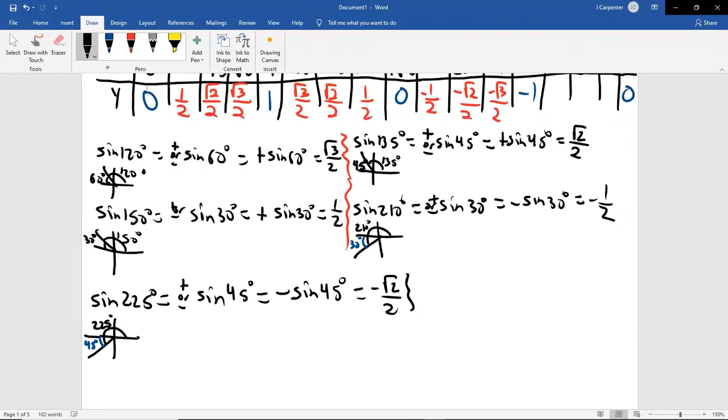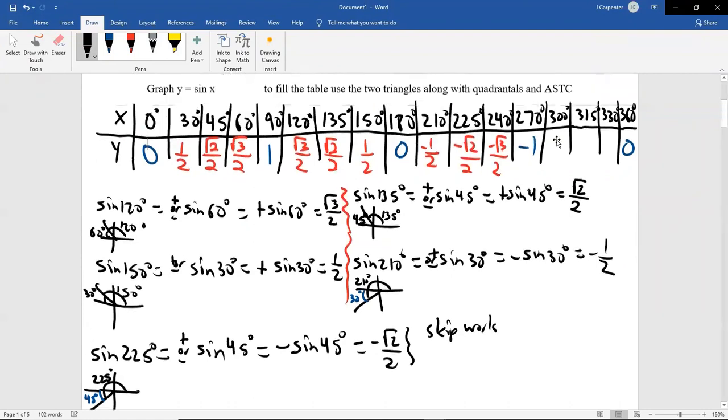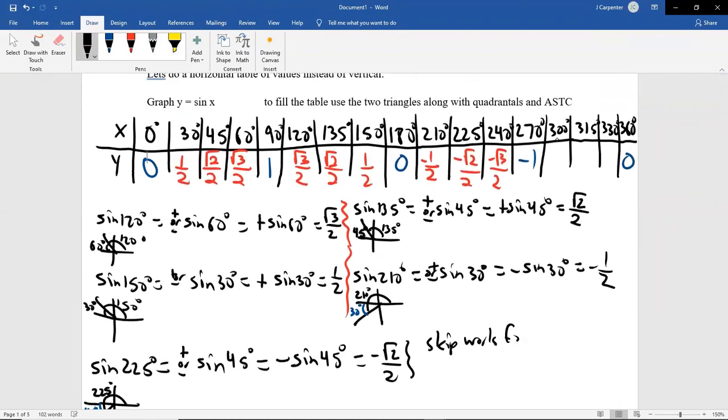So I'm going to skip the work for the 240 degrees. I would like you to prove that it is negative square root of 3 over 2 on your own time. That would be an excellent exercise for yourself. I'm not asking you to show me that. I'm just saying it would be good practice. It will end up establishing that your reference angle is 60 degrees. The sine of 60 degrees is square root of 3 over 2, but it'll be negative because you're in quadrant 3.